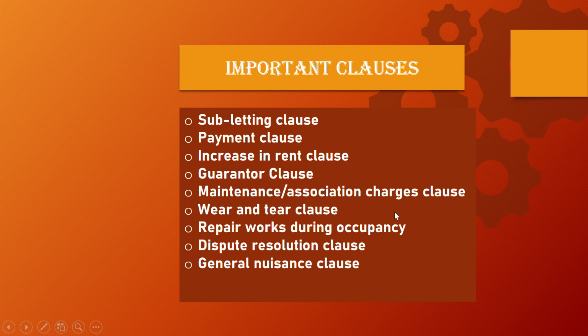Next comes the wear and tear clause. The agreement should expressly say that there will be no cost for normal wear and tear on the property. But if there is any direct act or negligence that has resulted in loss, the occupant must bear the expenses. Next comes the repair works during occupancy.